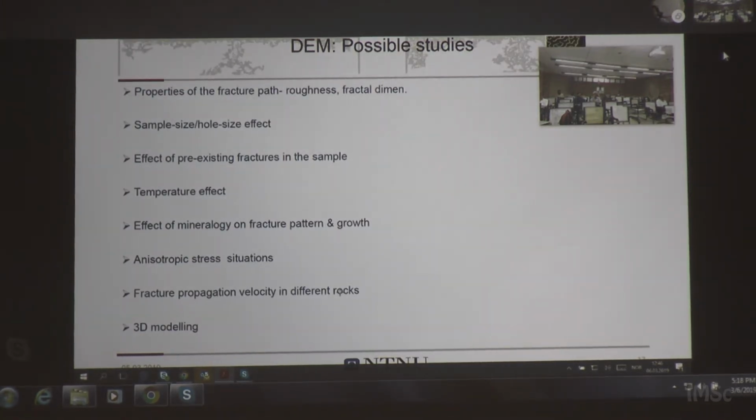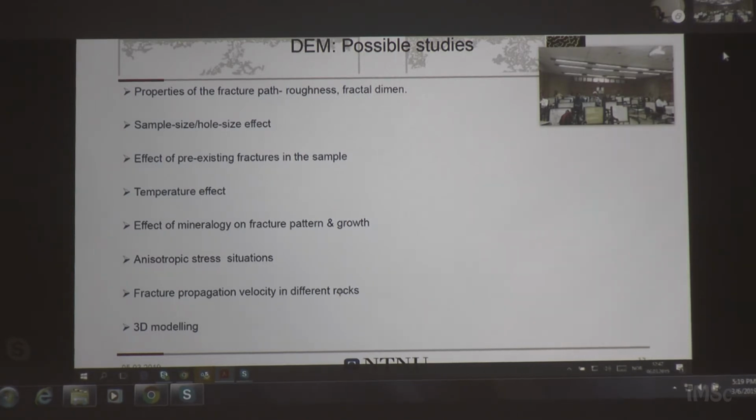This discrete element modeling, we have just started it, so it's not mature enough, I would say. There are a lot of things we can study, like the properties of the fracture path, the roughness, fractal dimension. We can measure the effect of sample size, hole size, and effect of pre-existing fractures. We can include temperature effect, mineralogy, and fracture pattern. If there is anisotropy in your stress situations, how that can affect your fracture propagation. It's an interesting problem.